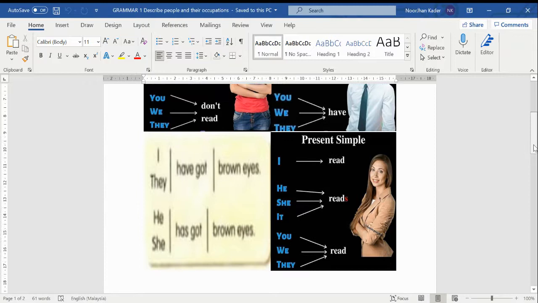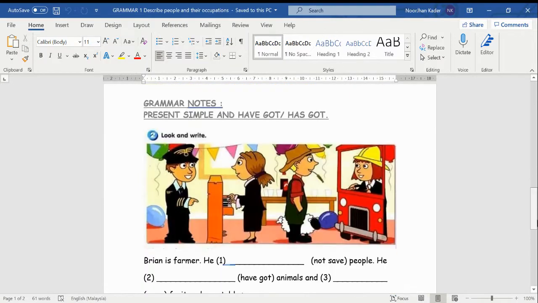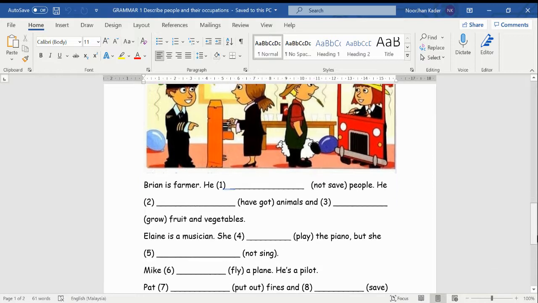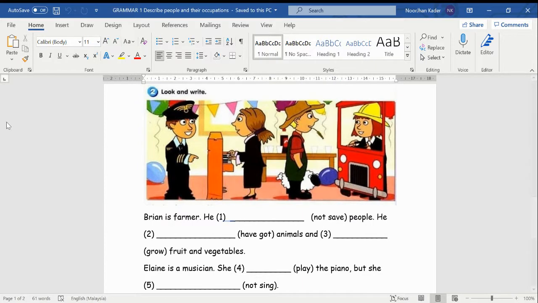Okay, let's go one by one. Firstly, I think it's better for me to start with the picture and also with the incomplete description. Today we are going to look and write. First, let us look at all these four people in this picture. The first one is a man, and from the uniform that he is wearing, he looks like a pilot, but we do not know whether he is a pilot or not.